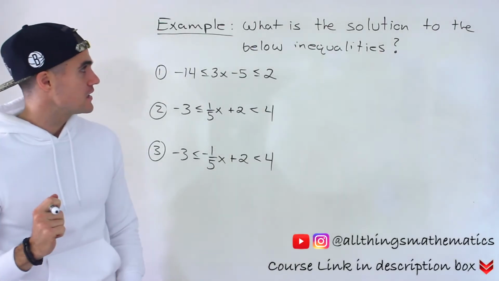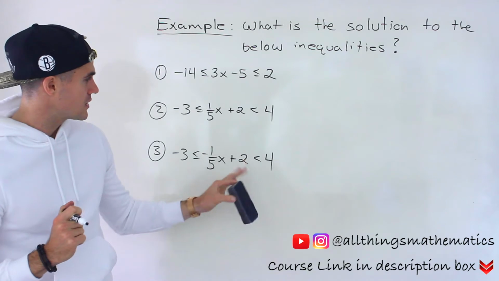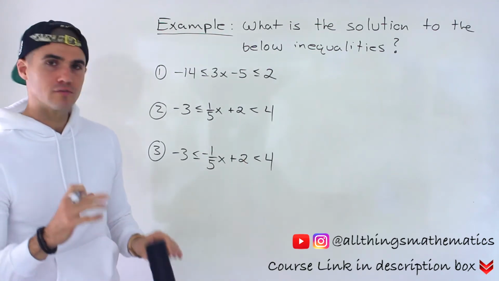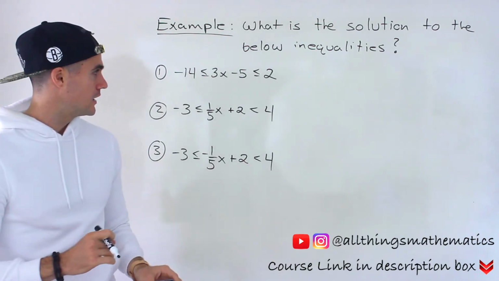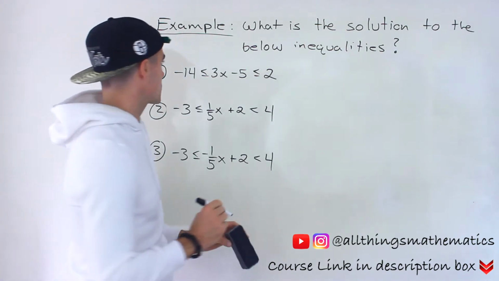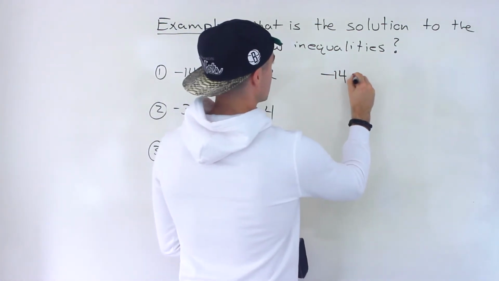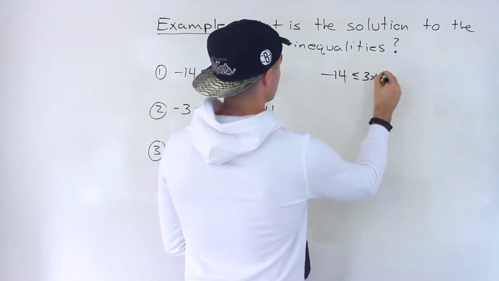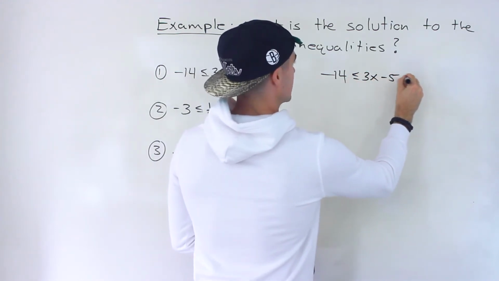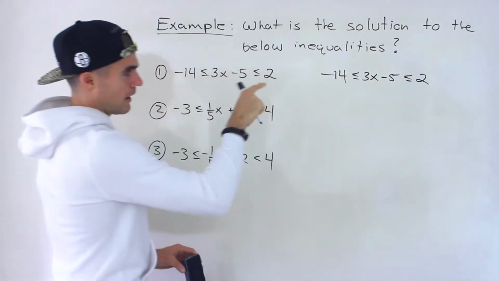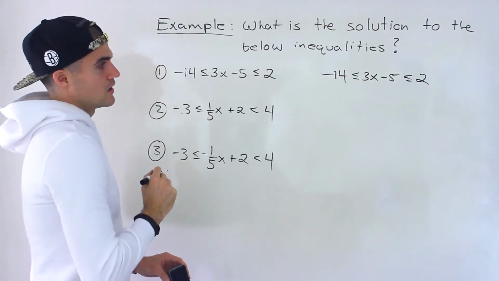And in this next video, we have to find the solution to these inequalities here. So a couple of double compound inequalities. Starting with number 1, we got 3x minus 5 is greater than or equal to negative 14, but it's less than or equal to 2. So how would we find the solution to that?